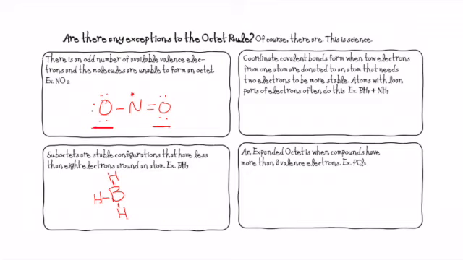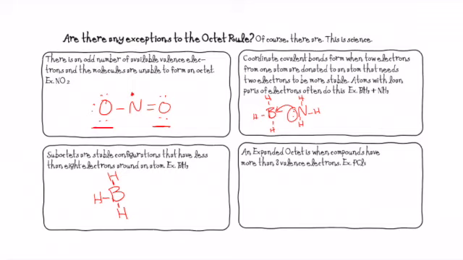Coordinate covalent bonds form when 2 electrons from one atom are donated to an atom that needs 2 electrons to be more stable. Atoms with lone pairs of electrons often do this. So one example would be BH3 plus NH3. These electrons will be donated to BH3.